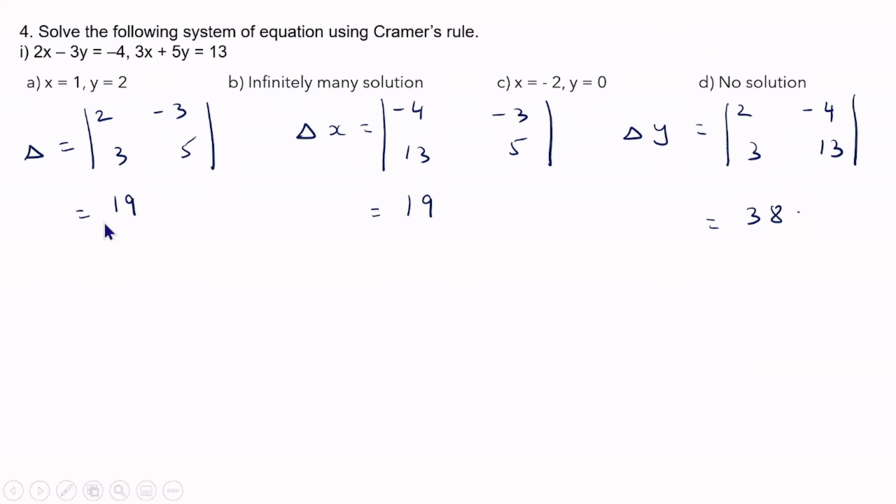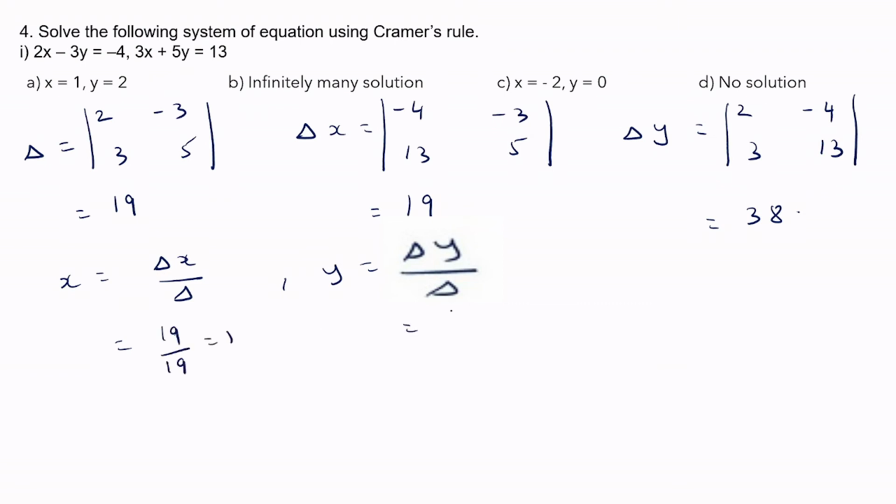Now we got delta as 19, delta x as 19 and delta y as 38. Now x is equal to delta x by delta and y is equal to delta y by delta. So from here we get x is equal to 1 and y is equal to 38 by 19, which is 2. So the correct option is x is equal to 1, y is equal to 2.